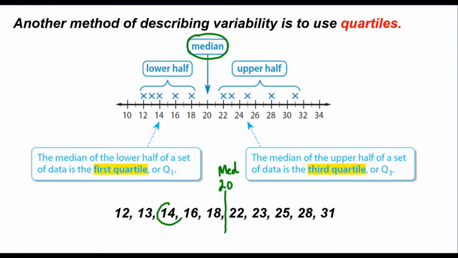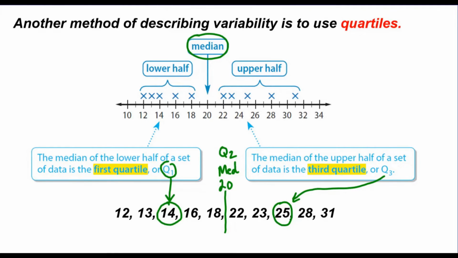So this value right here, this 14, is going to cut my lower half in half. And we call that the first quartile, or Q1 for short. And that cuts the lower half in half. And then we're going to take the upper half and cut that in half. And again, there's 5 values here. So this 25 is going to cut that in half. And we're going to call that the third quartile, or Q3. Now you could consider the median as our Q2, if you're wondering where Q2 is. So we have Q1, Q2, and Q3, but we just normally call it the median. We don't call it Q2.